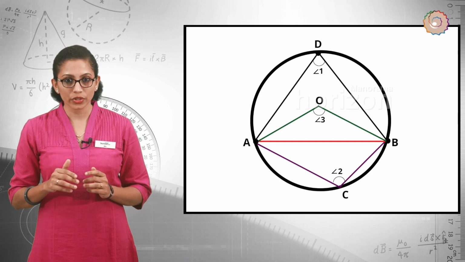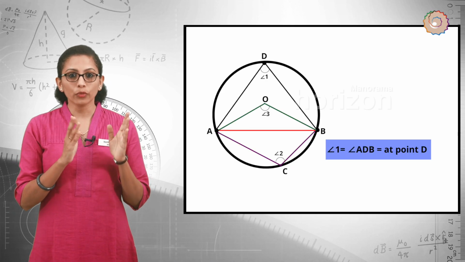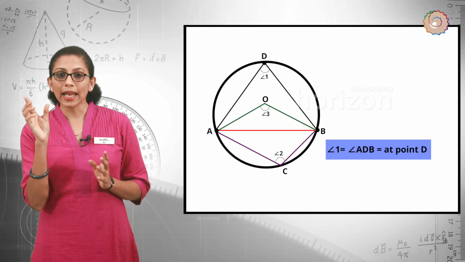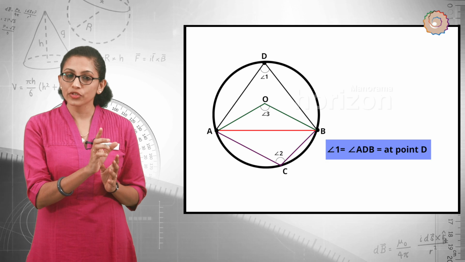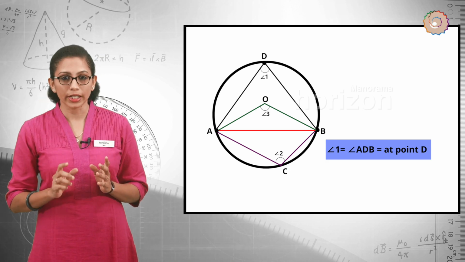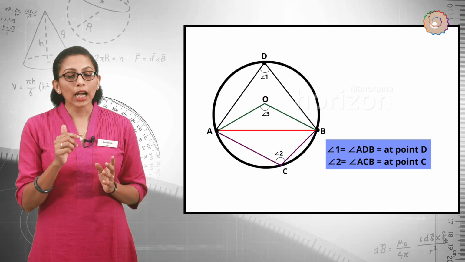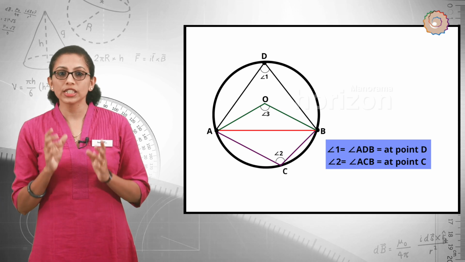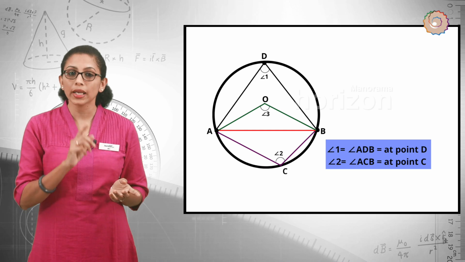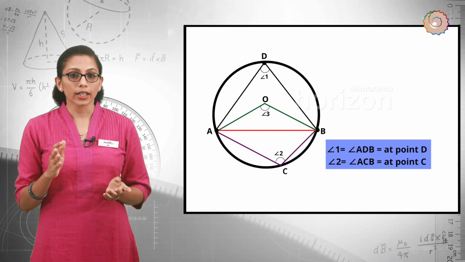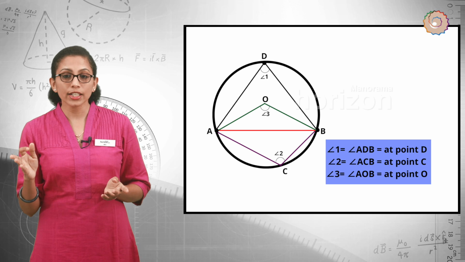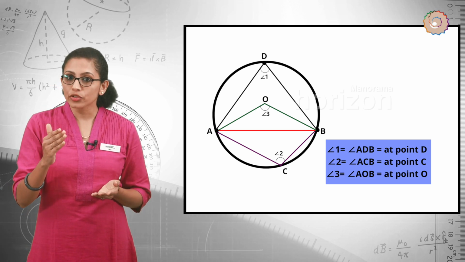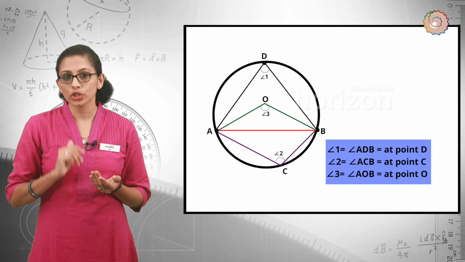So the angles subtended are: first, angle 1 at point D. We can call it angle ADB, which is the angle subtended by the chord AB at point D. Second, angle 2 at point C, that is angle ACB, which is the angle subtended by the chord AB at point C. Third, angle 3 at the center of the circle O, angle AOB, which is the angle subtended by the chord AB at point O.